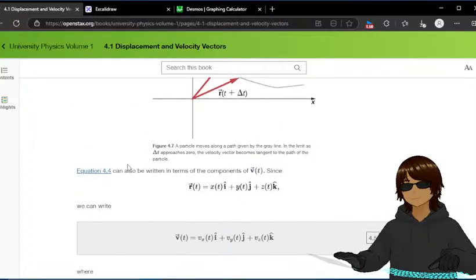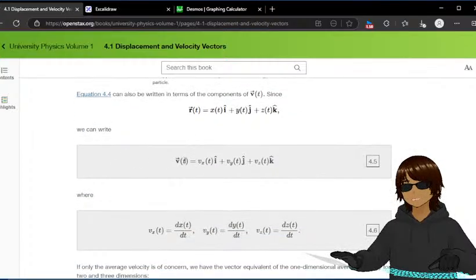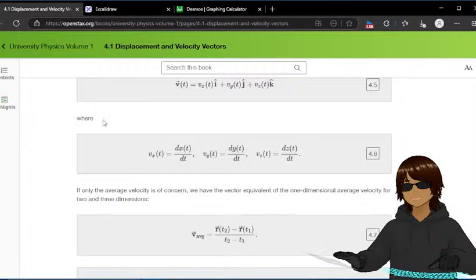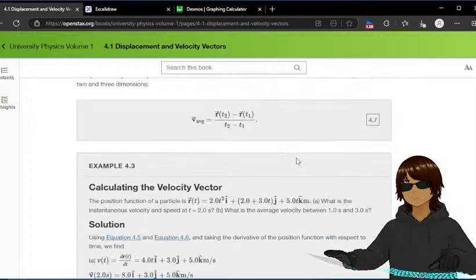Figure 4.4 can also be written in terms of the components of V. Since Vx, Vy, Vz, they're each the derivative, their respective derivative.